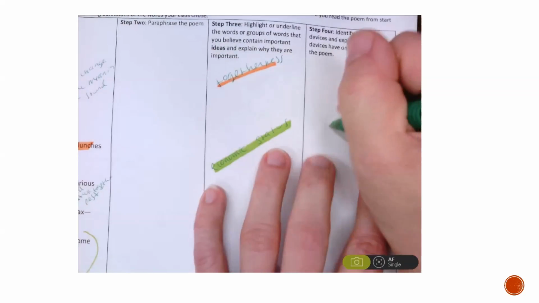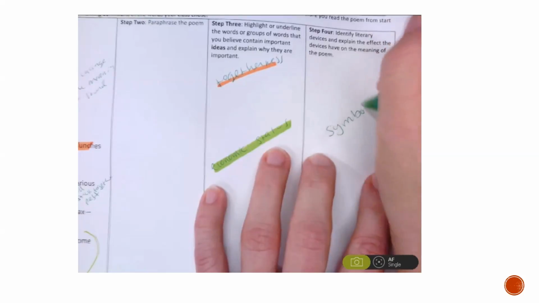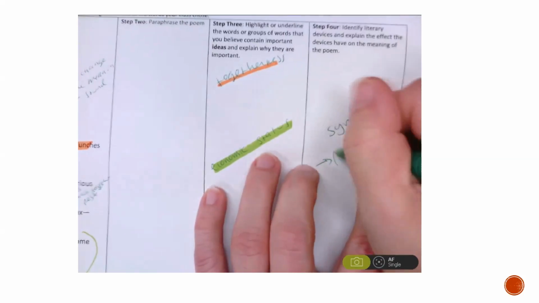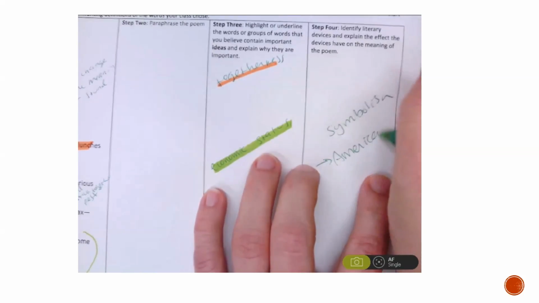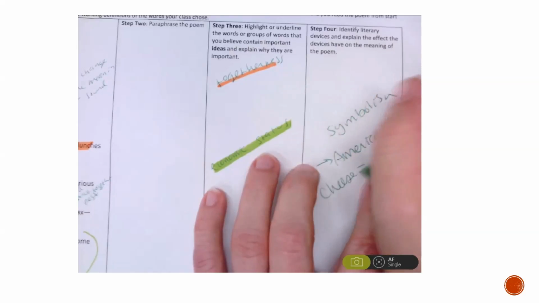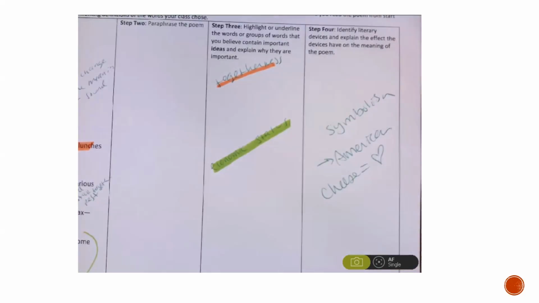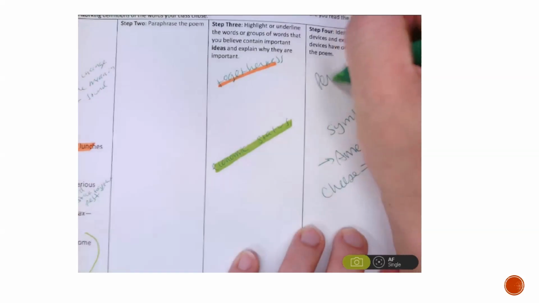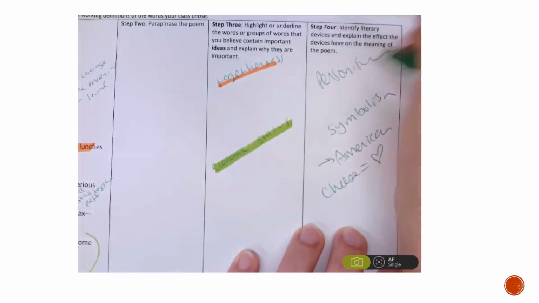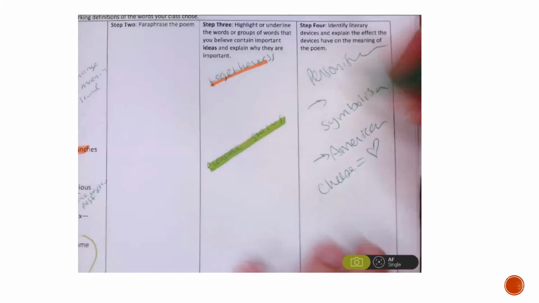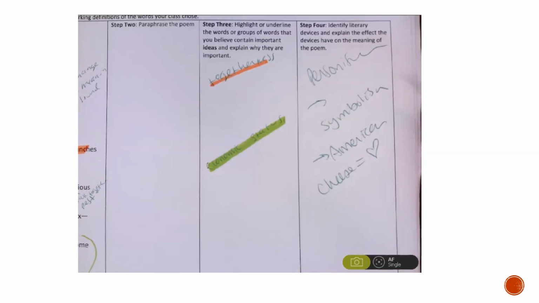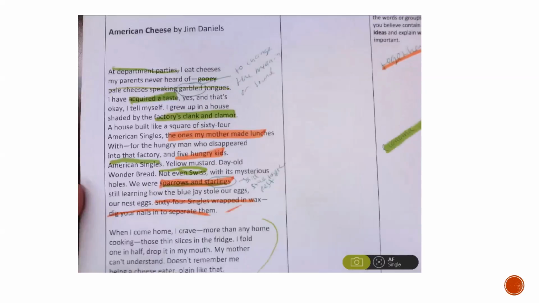So I'm going to write symbolism and American cheese equals love, right? For the narrator. And that's one thing that I can look at, and I can write about my personification right up here, and then I would put my explanation of what it represents. So that's going to be your task with your teacher and your class, to see what else you can find and what else you want to explore.